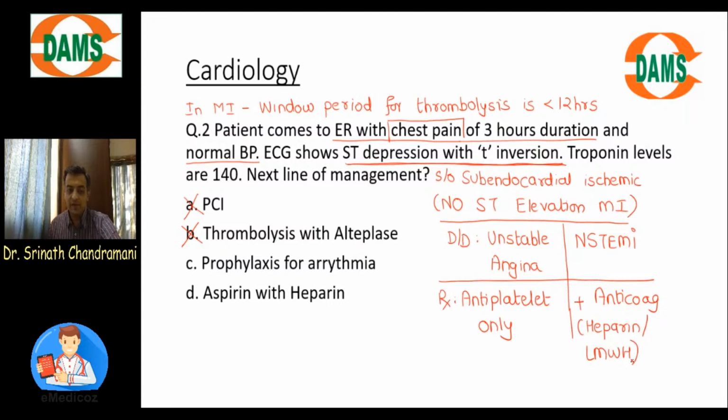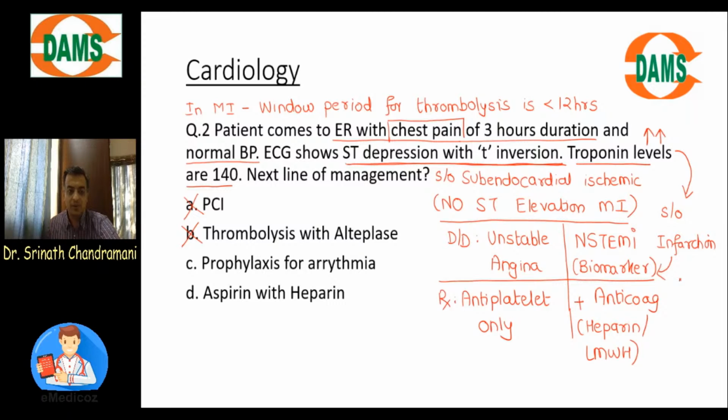So how do we differentiate? Based on the troponin level. Troponin level is 140. Troponin is elevated. If the cardiac biomarkers are elevated, it is suggestive of infarction, and biomarker positive is the definition of NSTEMI. So the patient is suffering from NSTEMI.